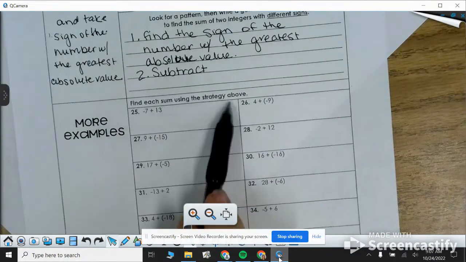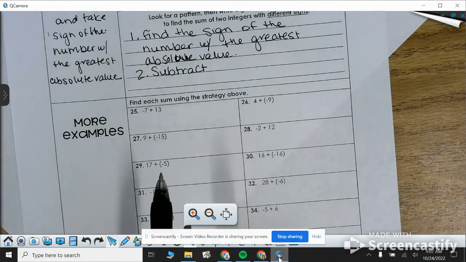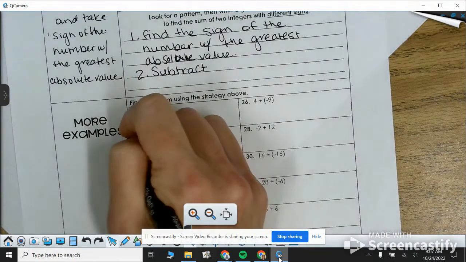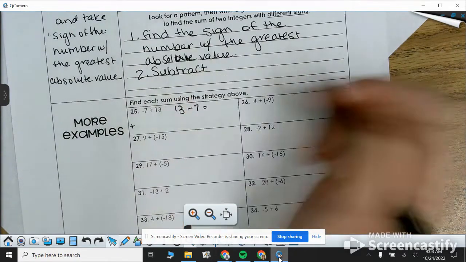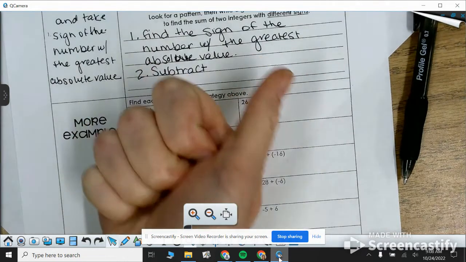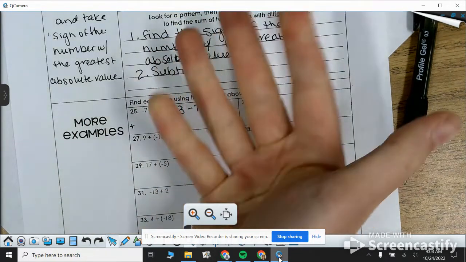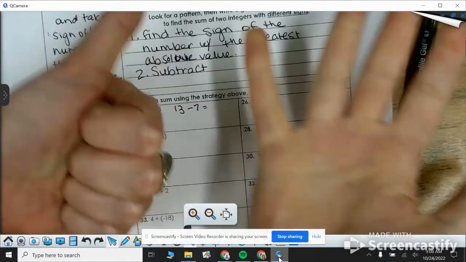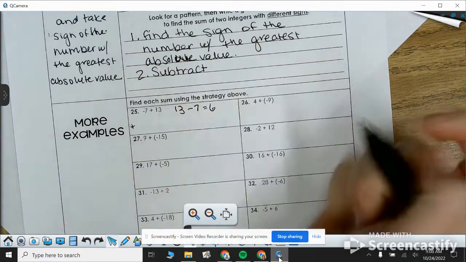All right, here we go. Find each sum using the strategy above. Is my answer going to be negative or positive? My answer is going to be positive. So 13 minus 7, well, let's count up. 8, 9, 10, 11, 12, 13. 6. And I know it's a positive 6.